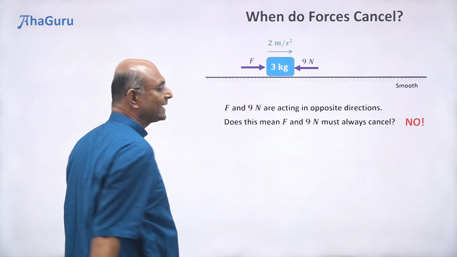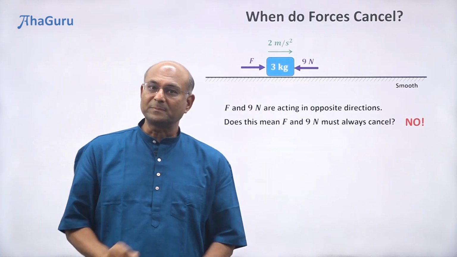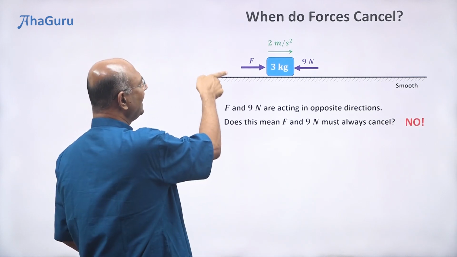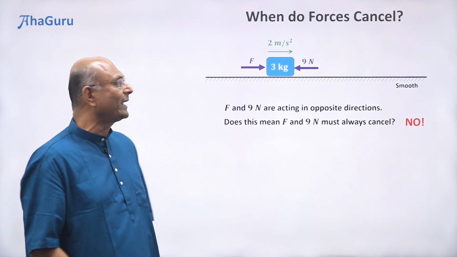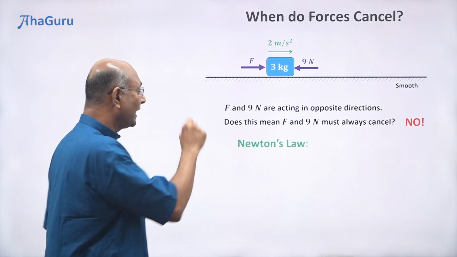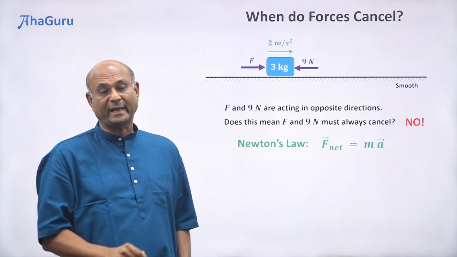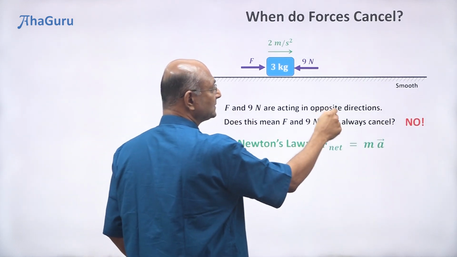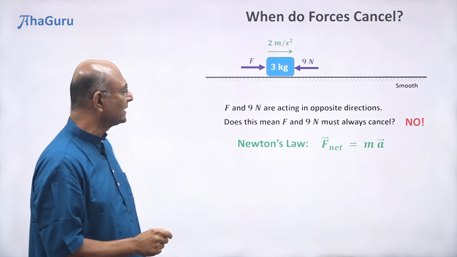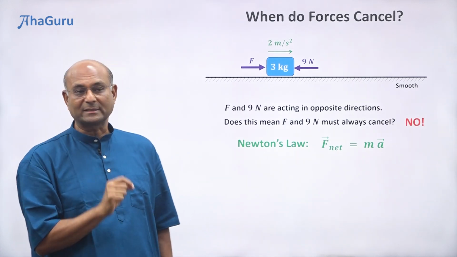Let us say it is accelerating in that direction with 2 meters per second square. Can you still say F is equal to 9 newtons? No, right? Clearly that is not correct. We have to always use Newton's second law. Net force is mass into acceleration.